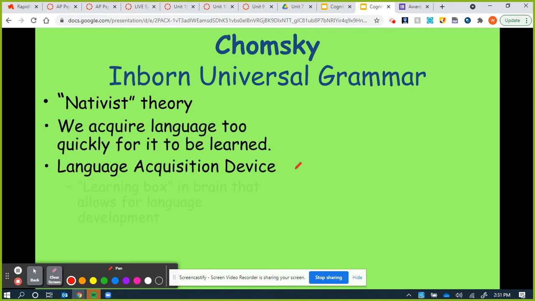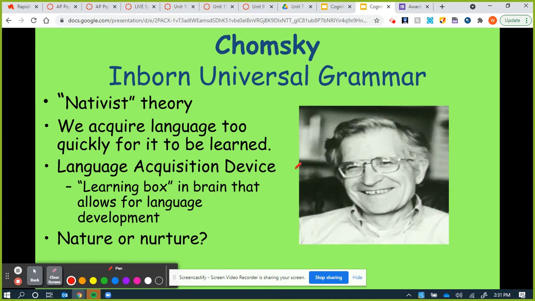Then there's a guy named Noam Chomsky who says, it can't necessarily be imitation because we learn language too fast. Like, we go from saying one word at age 1 to speaking in full sentences by about 26 or 27 months. Okay, language is learned almost completely within about a year and a half, which is crazy fast.